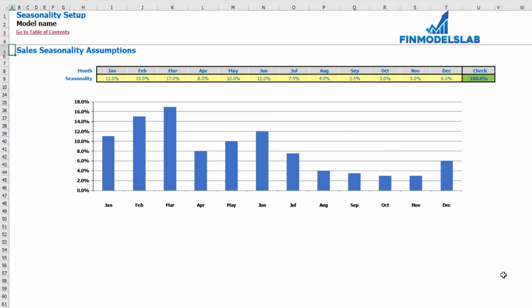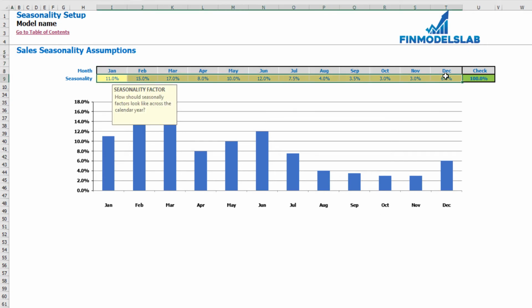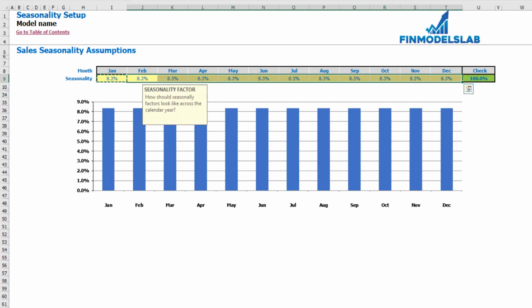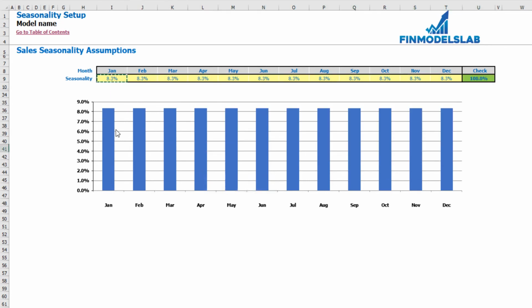Additionally, you are able to set up the sales seasonality assumptions, which means you need to spread your sales across the year. If you don't need any seasonality, you can just set up 1 divided by 12 and you will have no seasonality in the model, which means all the months will be equal. Additionally, you have the check here, so if you input something wrong and the total amount is not 100%, it will show you the red color.